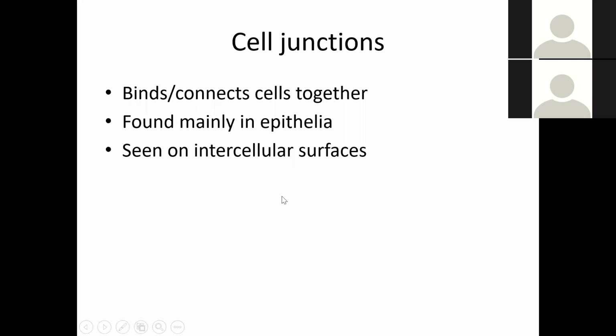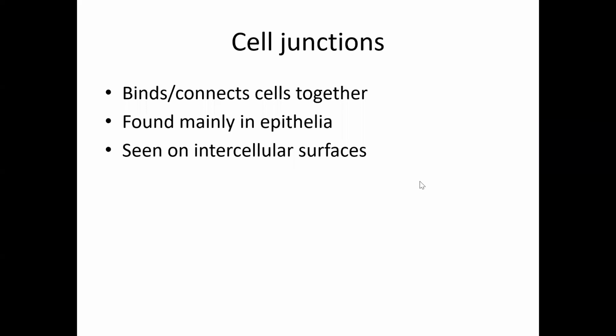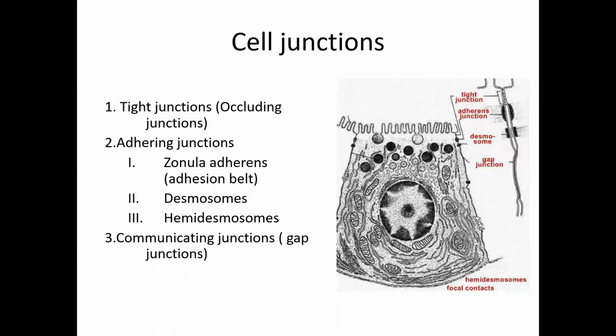Okay, so cell junctions bind each of the cells together, and they are found mostly in the epithelium. Of course, you find them in other cells also, but they are really important for the epithelium. These cell junctions are seen on the intercellular surfaces, where two cell surfaces are in contact with each other. These are the different cell junctions we'll be talking about: the tight junctions or occluding junctions, the adhering junctions, and the communication junctions.